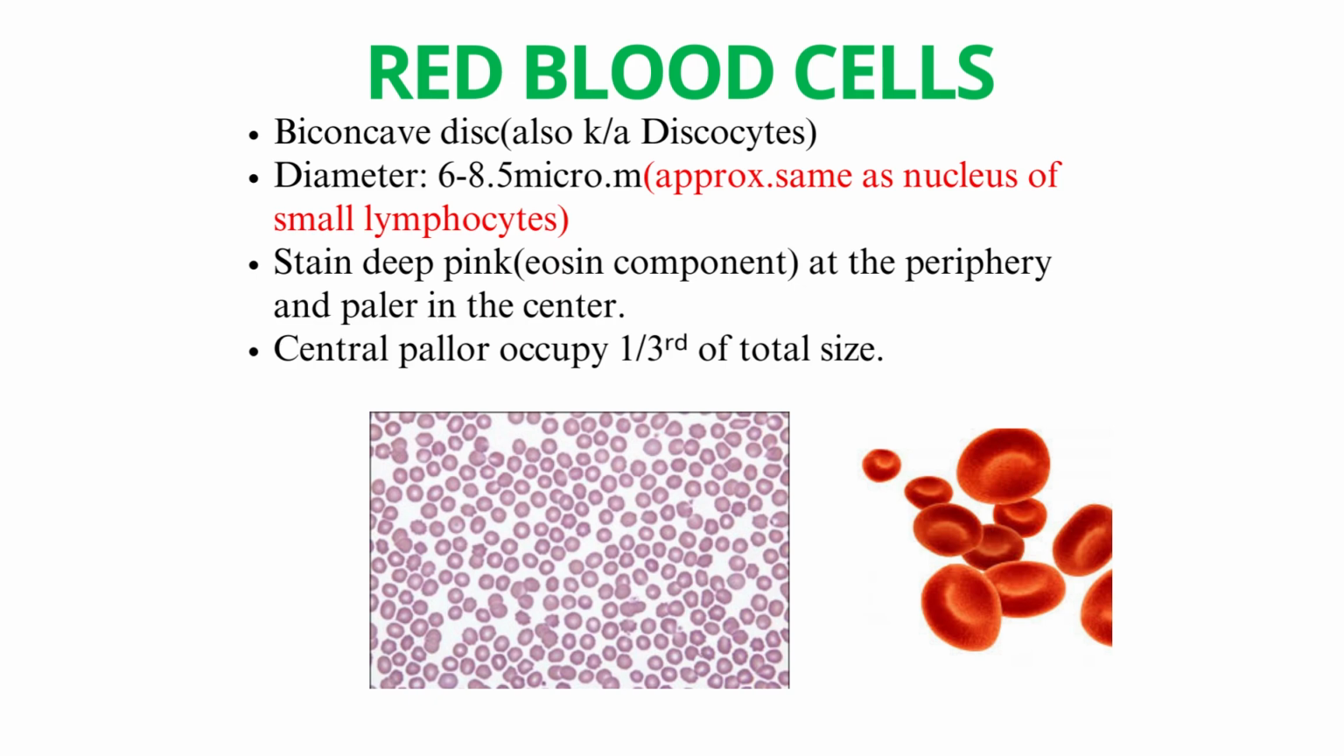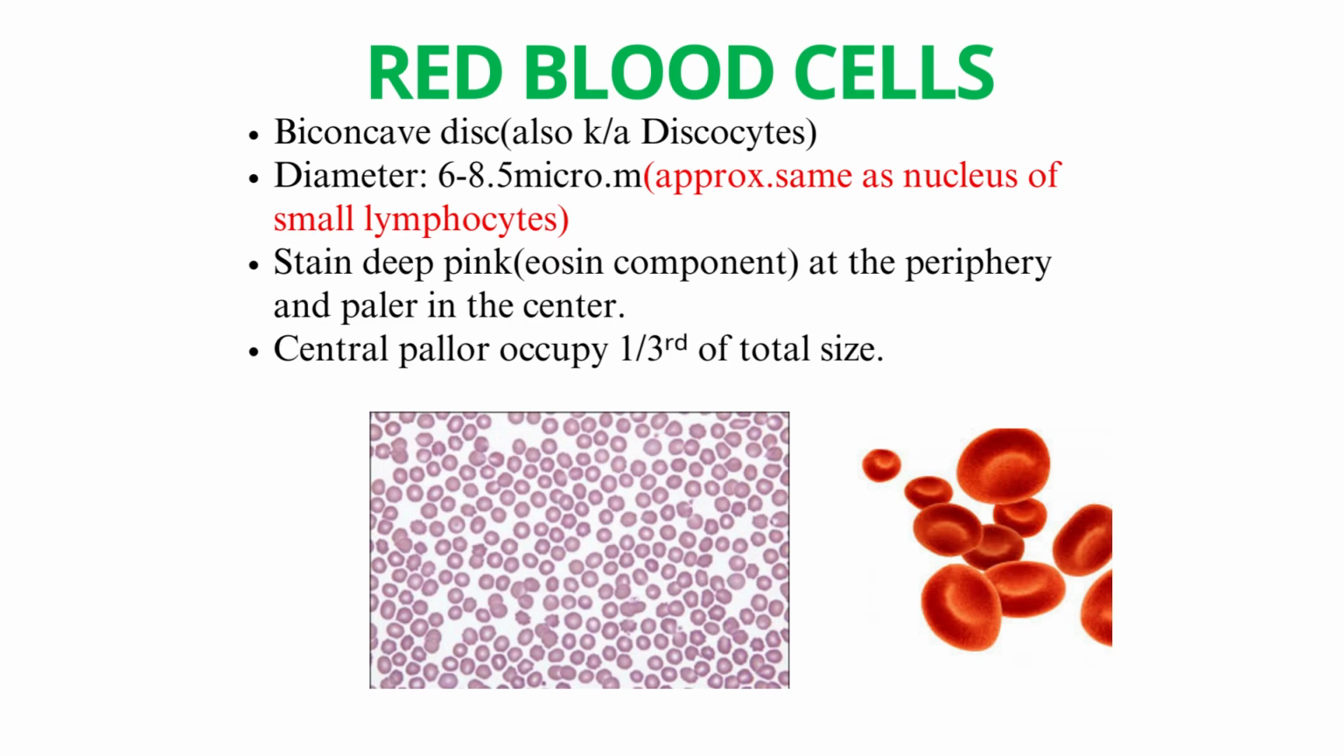We know that they are biconcave discs. Basically, if you look at this picture lower down, they're also known as discocytes because of that. The diameter is 6 to 8.5 micrometer. 7.5 or 7.4 can also be considered. It is approximately the same size as the nucleus of the small lymphocyte. So that is an important thing to remember, that the diameter of the RBC is the same as the diameter of the nucleus of the small lymphocyte, not the small lymphocyte itself, the nucleus of the small lymphocyte.